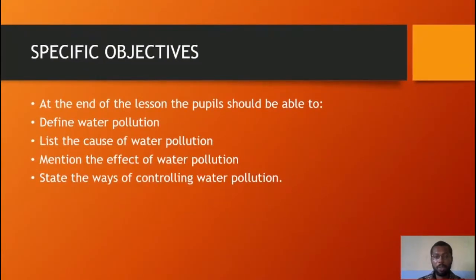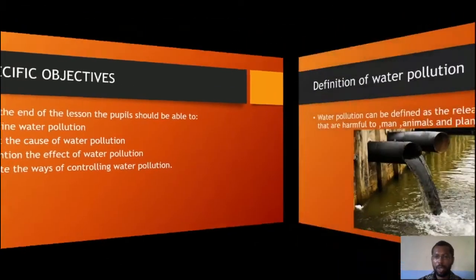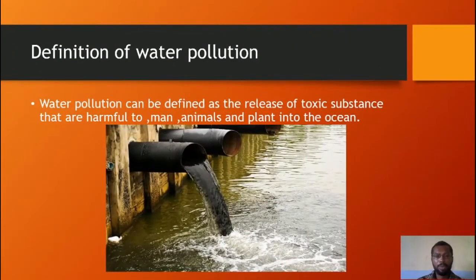Now, the specific objective at the end of the lesson, the pupils should be able to: 1. Define water pollution, 2. List the causes of water pollution, 3. Mention the effects of water pollution, 4. State the ways of controlling water pollution. So now let us start.